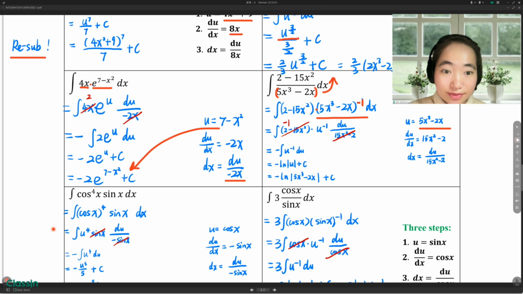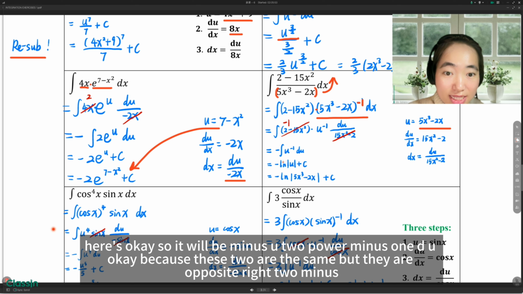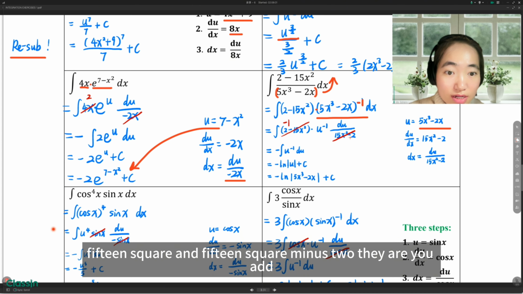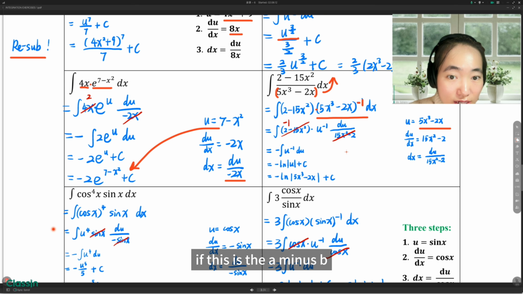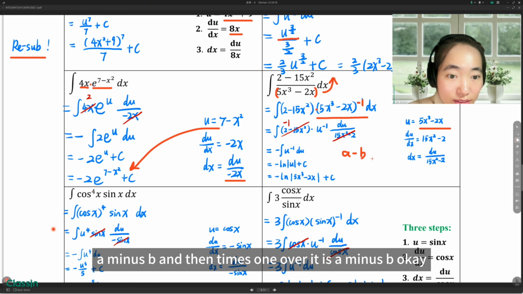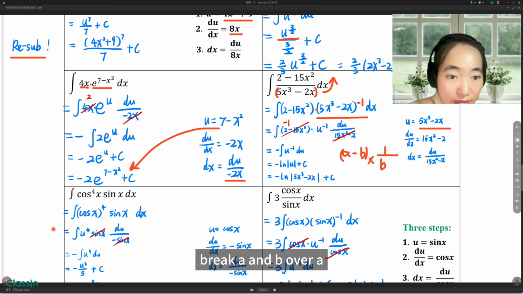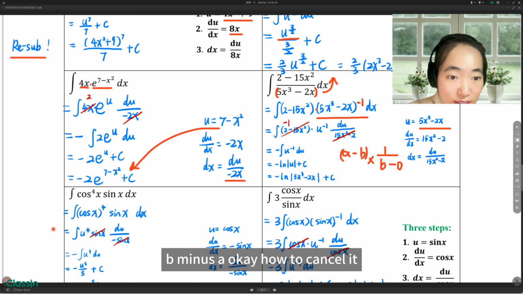Next, we cancel. It will be minus u to the power minus 1 du. Okay, because these two are the same, but they are opposite, right? 2 minus 15x squared and 15x squared minus 2, you cannot cancel directly, but you need to leave a negative 1, okay? For example, if this is (a minus b), and then times 1 over, it is (a minus b), okay, bracket, times b over (a b minus a), okay?